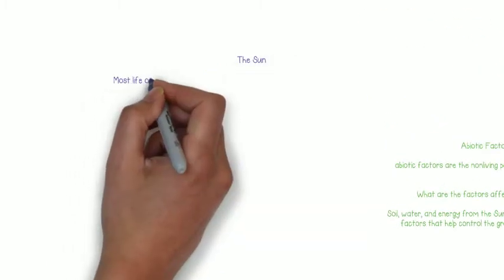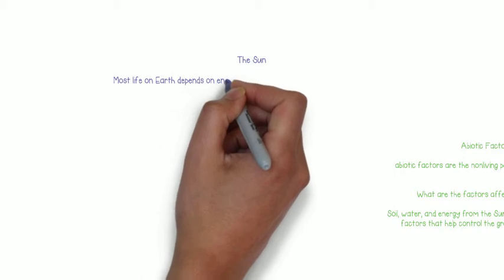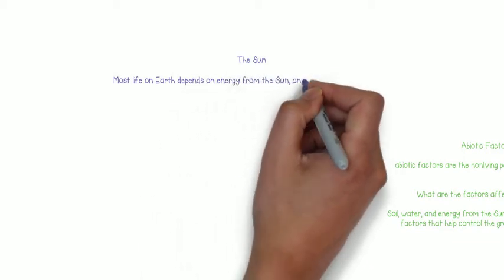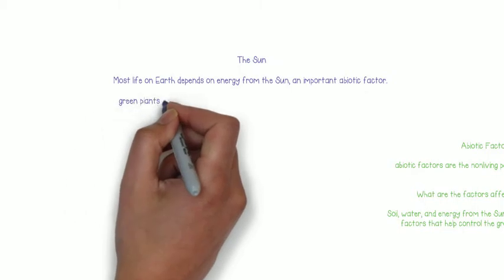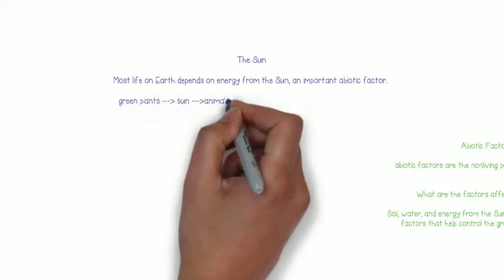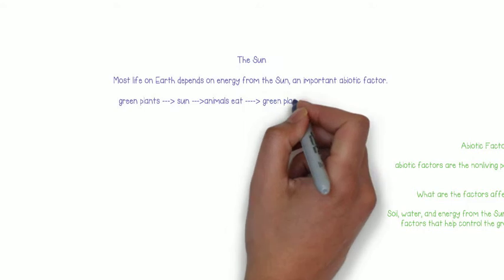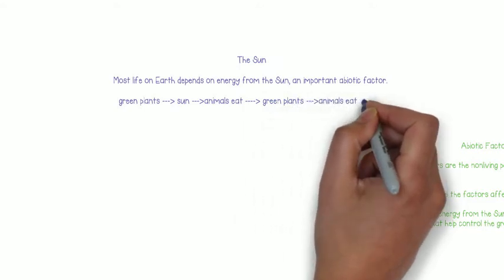Green plants use energy from the sun to make food. Other animals eat those green plants. Still, other animals eat those animals. Most organisms depend on green plants. The sun's energy also controls many other abiotic factors in the environment.